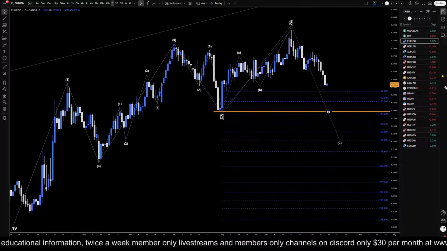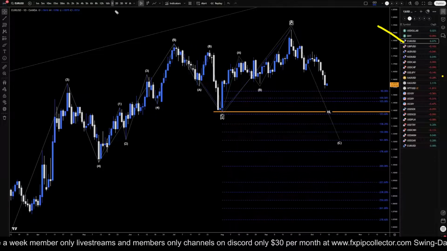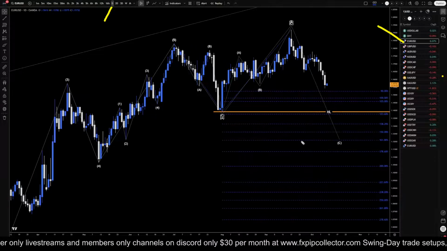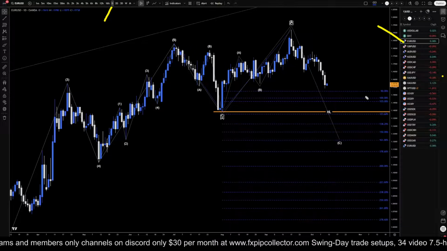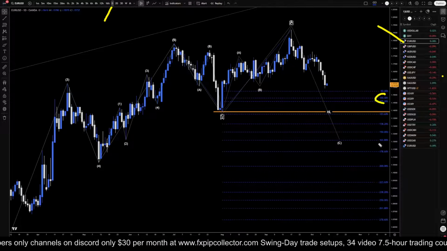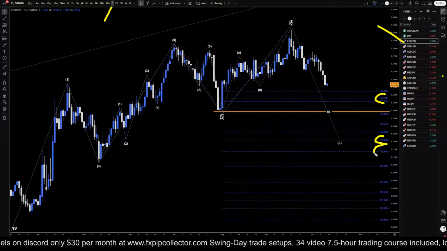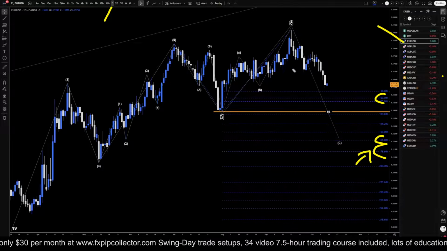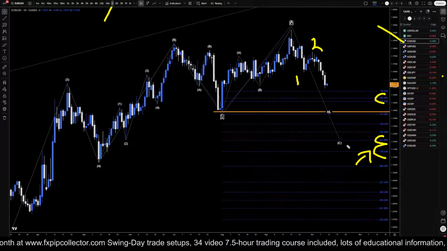Today is Friday, October 10th, and this is my analysis for the Euro-US dollar, and we're on the daily time frame. So on the daily time frame, I still think we're in a flat. I think it could be a running flat, but I'm definitely leaning towards expanding flat, which would potentially put us all the way down here. I think this is like a 1, a 2, and a wave 3.